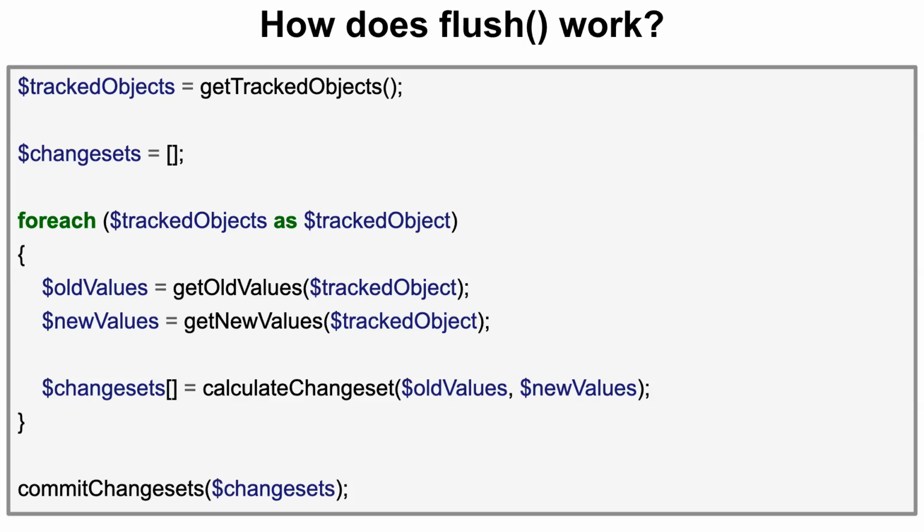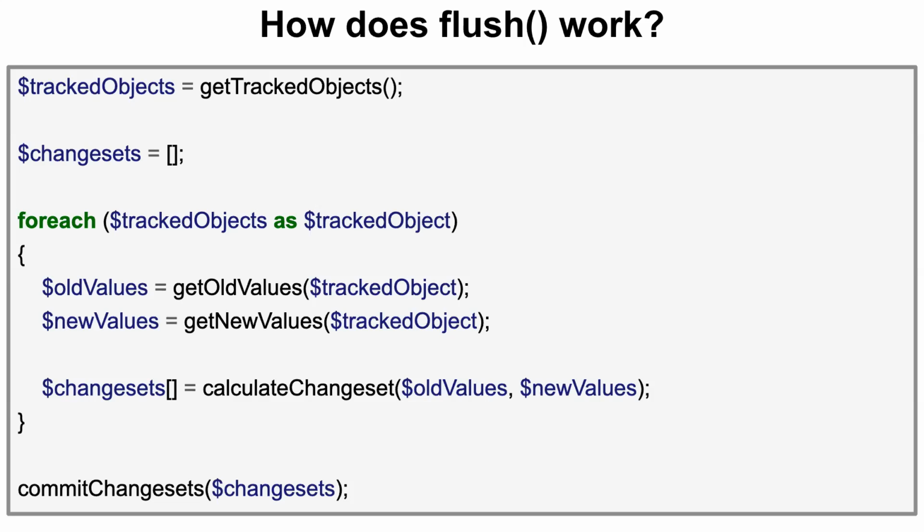And then that plain old PHP array can be used to generate the SQL statements that are required in order to persist those changes to the database. So this is not what the code looks like internally in Doctrine. It's literally just pseudocode that demonstrates what's happening internally when you actually call flush.